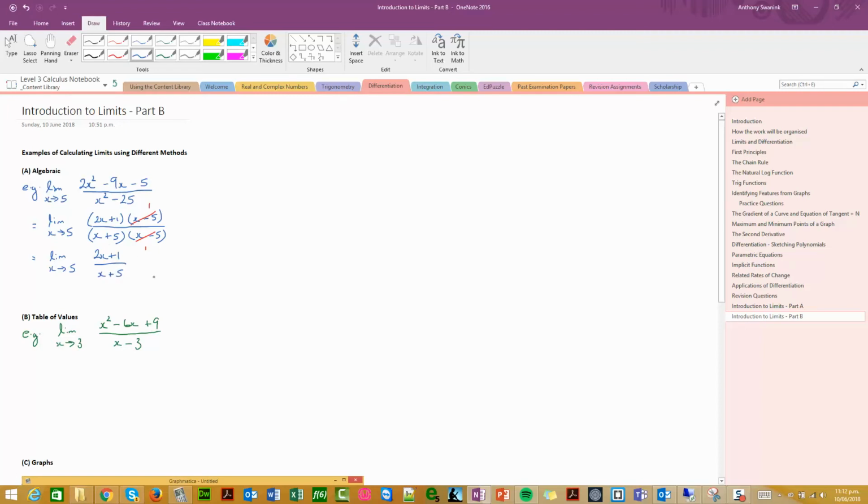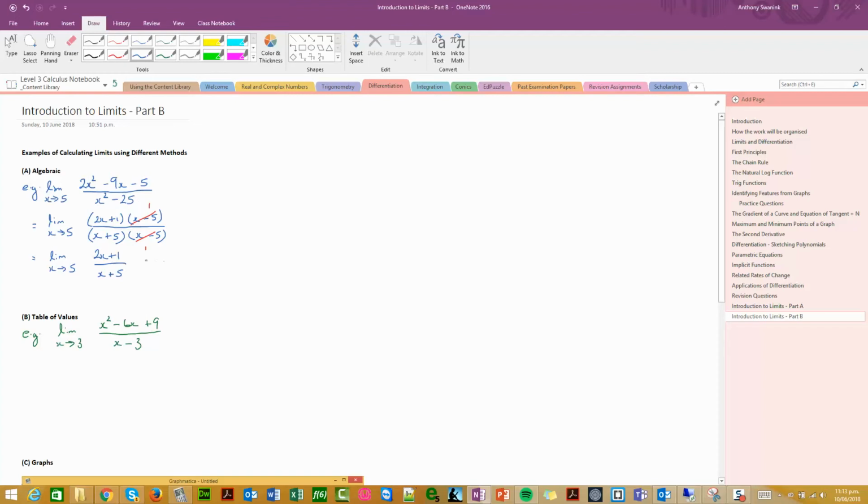Now what do we do at this stage? Well, we're simply going to substitute the 5 in. And why can we do that? Because this fraction will not be undefined. And why couldn't we do that at the beginning? Because if you put 5 into the function at the beginning, the bottom line would have turned out to be 0, and you would have ended up with that number over 0 undefined situation. So you never calculate a limit by substituting something into the function which is going to make it undefined.